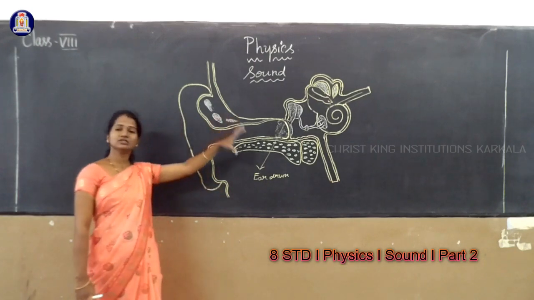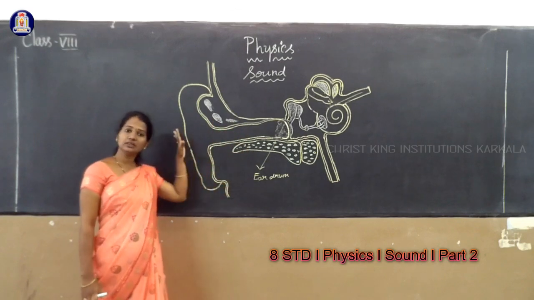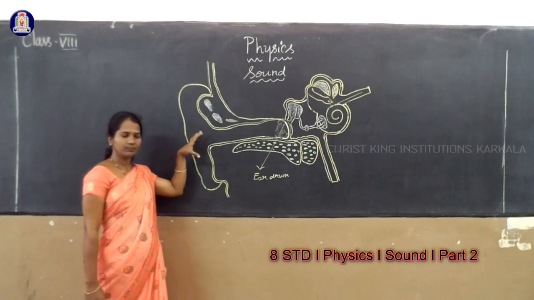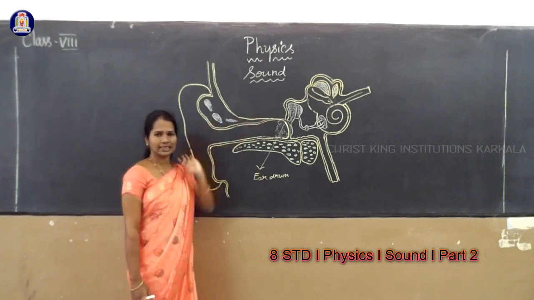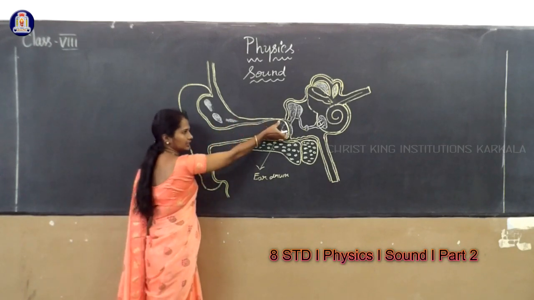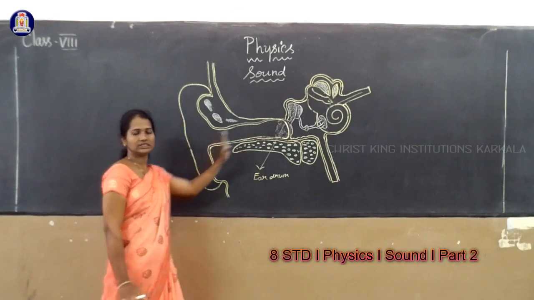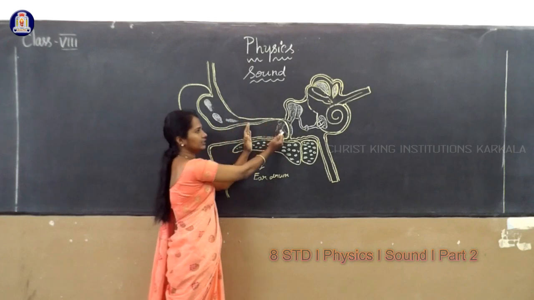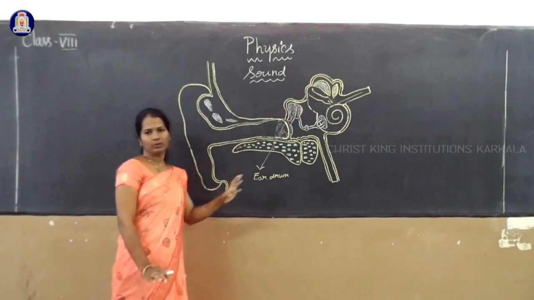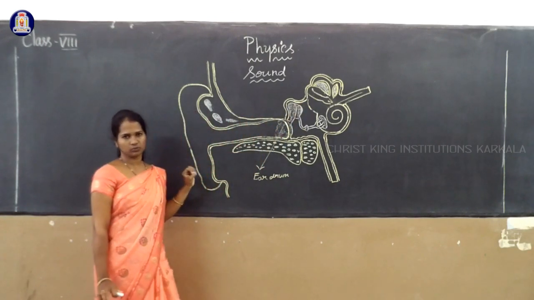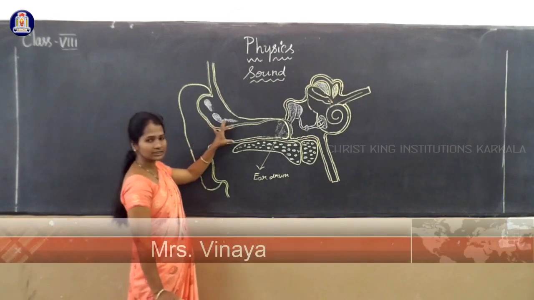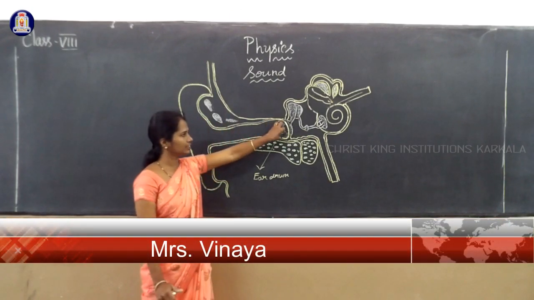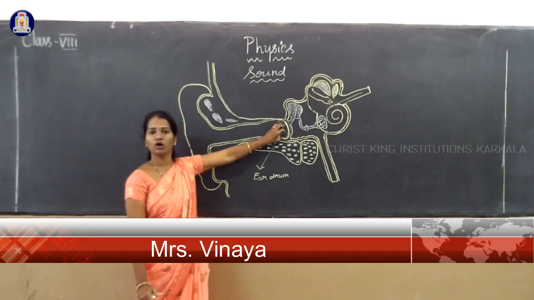So this is the structure of the ear. The pinna of the ear in the beginning collects the sound. The sound vibrations travel through this canal. The ear is usually divided into three parts: outer ear, middle ear and inner ear, but that is not given in your textbook. At the end of the canal there is a membrane called the eardrum.